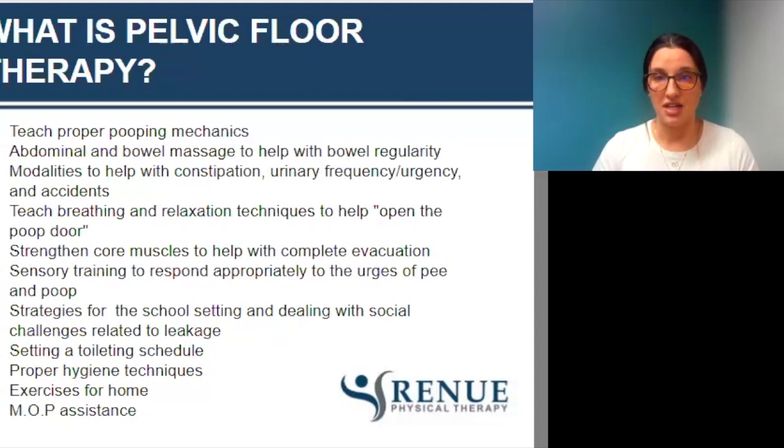Teaching breathing and relaxation techniques to help open the poop door, so relaxing those pelvic floor muscles so poop can come out. Strengthening core muscles to help with complete evacuation, because we need something to brace against to get our poop out. Sensory training to respond appropriately to the urges of pee and poop, so being able to recognize when our body has to go. Strategies for the school setting and dealing with social challenges related to leakage. Setting a toilet schedule, proper hygiene techniques, exercises for home, and if you choose to do the MOP route with the enemas, we can help with that.